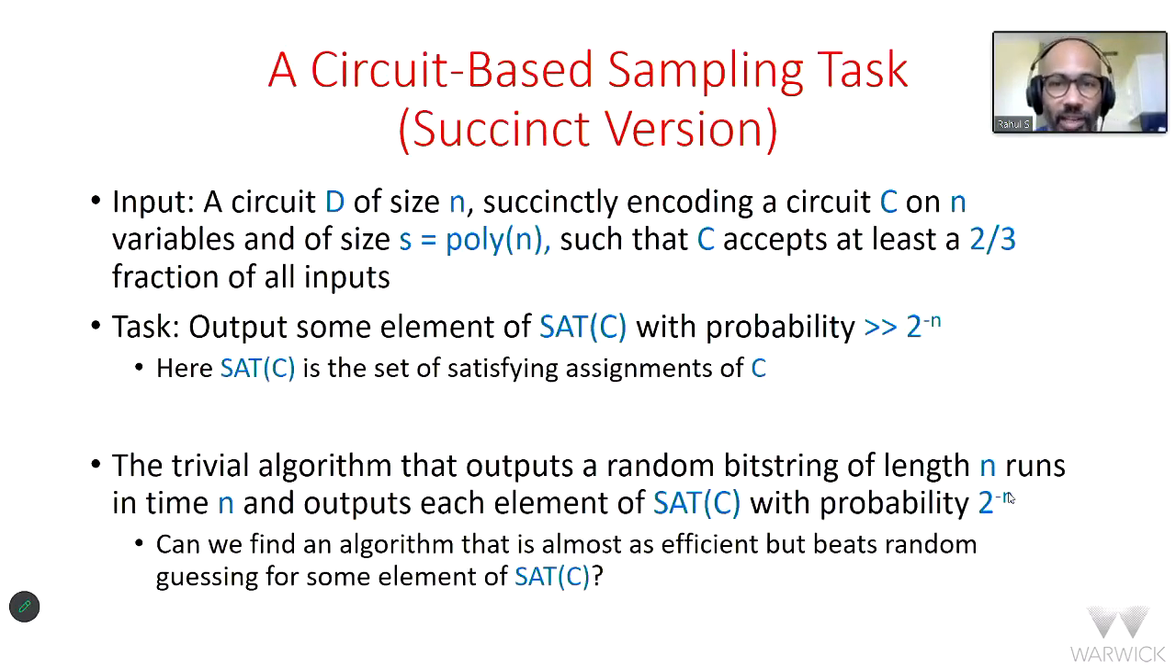But the more interesting setting is for lower bounds for NP. And here we need to consider a slightly different sampling task where the input is not this circuit C, but some other circuit D that succinctly encodes a circuit C. And this circuit D is from the same class, it's of size n, and succinctly encodes this bigger circuit C. And the task is the same as before. We need to output a satisfying assignment with probability better than random guessing.